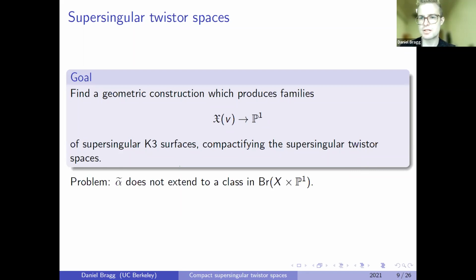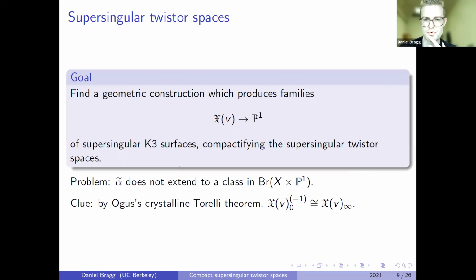So what is the problem with doing this with the previous construction? Well, the problem is that this universal class alpha tilde does not extend to a Brauer class on X cross P1. So the construction, at least as stated, does not work. It does not produce this full family. Okay, so what I want to spend the rest of the time talking about is my more recent work, finding a construction that does produce these full families over P1 directly.